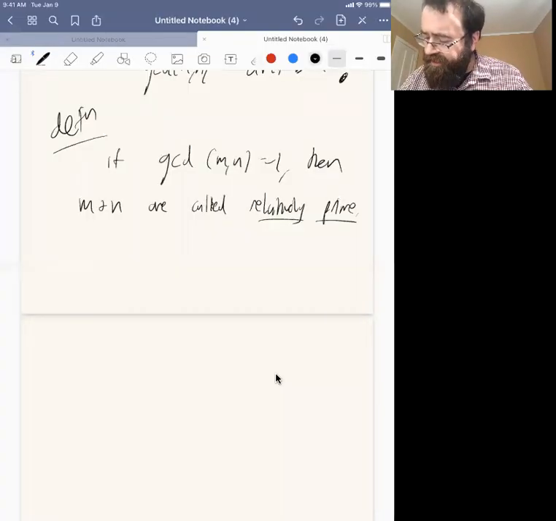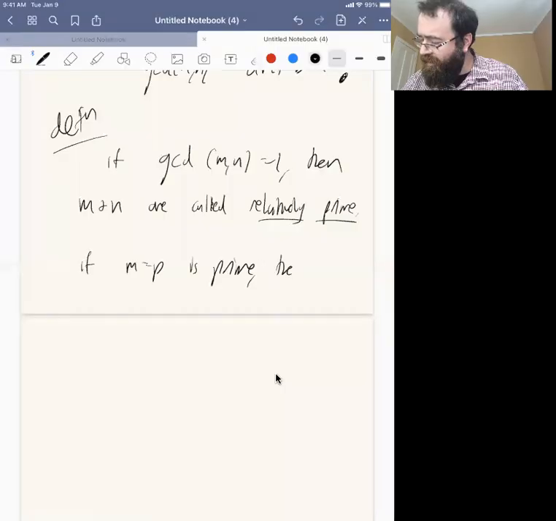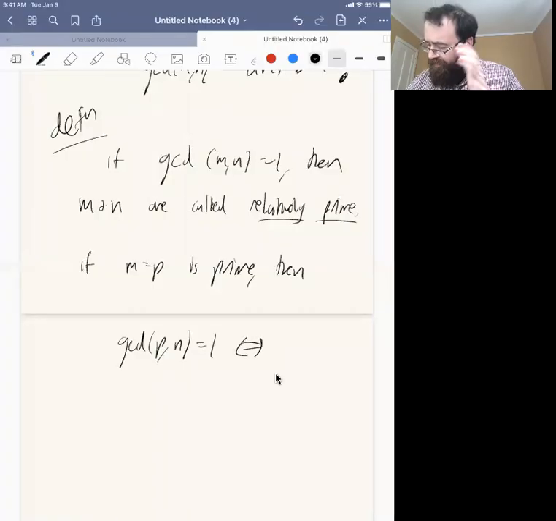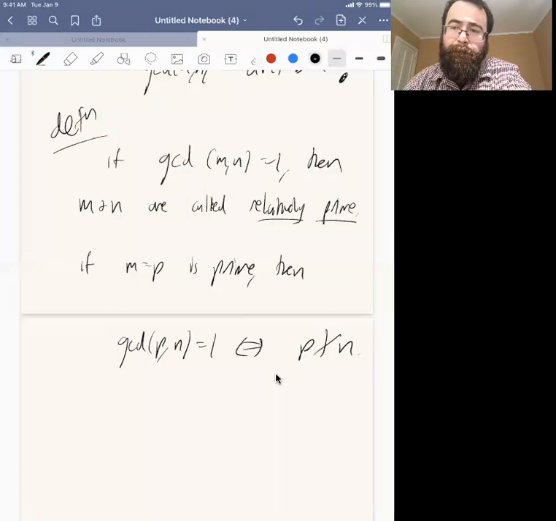It is indeed. So if M equals P is prime, right? If M is a prime number, then the GCD of P and N is 1 if and only if P does not divide N. Okay? So N is relatively prime to P. It just means that P isn't a divisor. Okay?